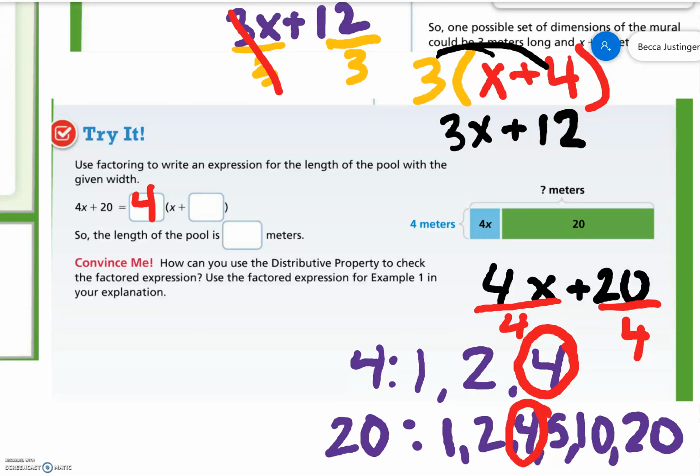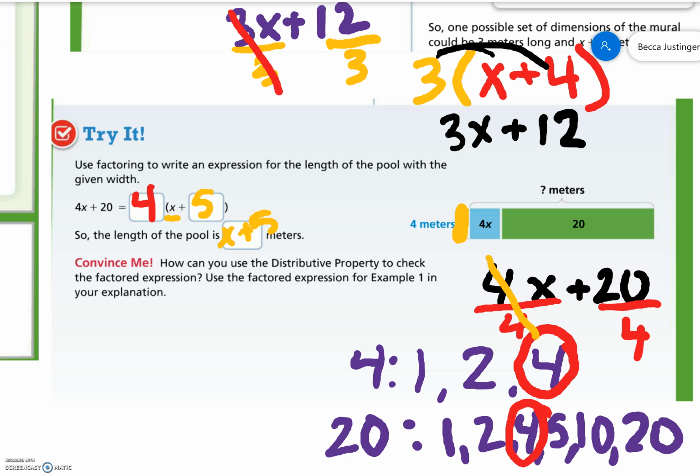Then what goes on the inside of the parentheses is what's left over when you divide. So we divide 4x by 4, and we're left with x. And we divide 20 by 4, and that gives us 5. So if we know that the width is 4 meters, length times width, the length of the pool has to be x plus 5. And again, how do we check our work?